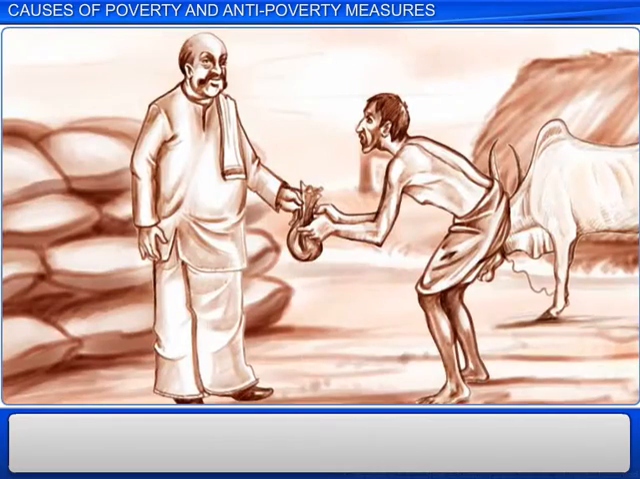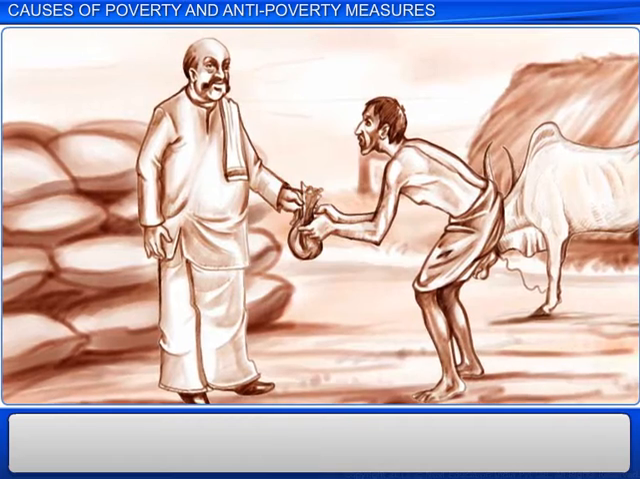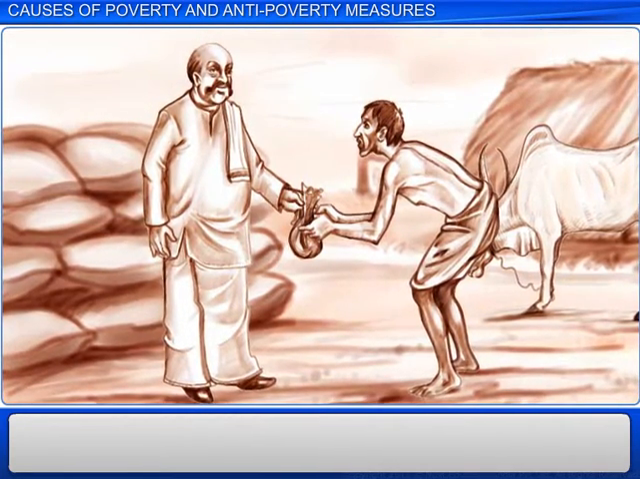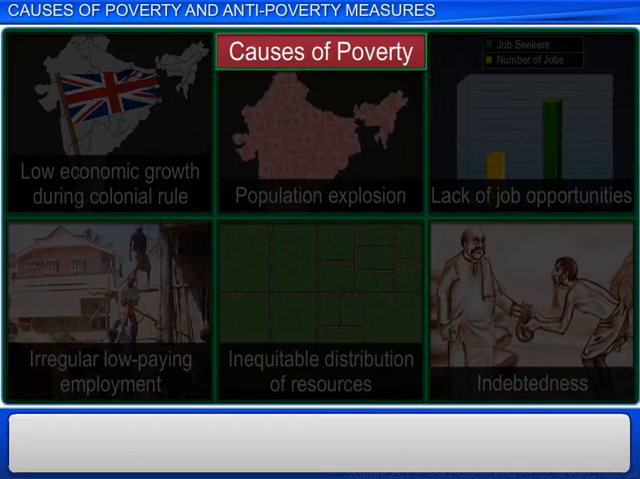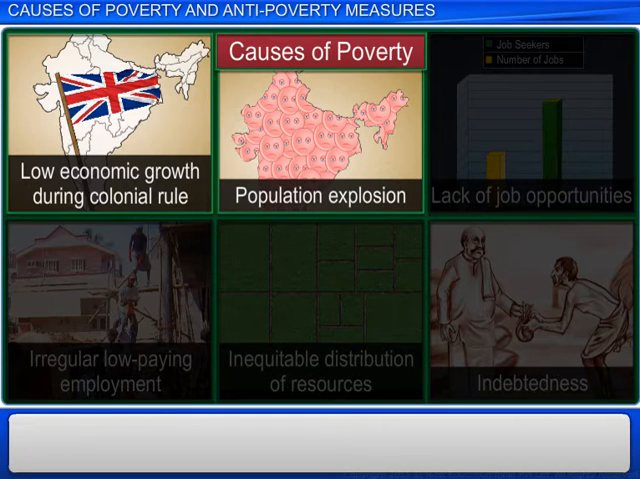Thus, the main causes of poverty in India are low economic growth during the colonial rule, population explosion, lack of job opportunities, irregular low-paying employment, inequitable distribution of resources, and indebtedness.